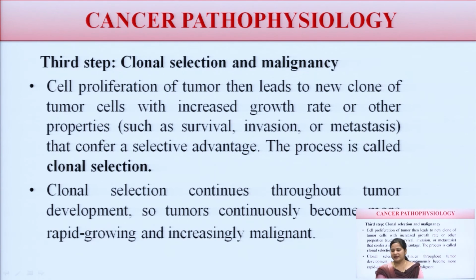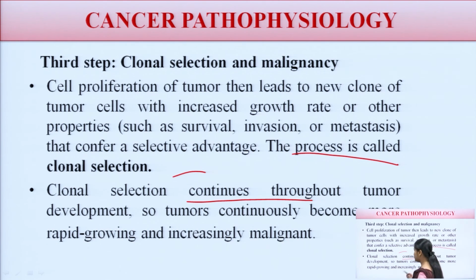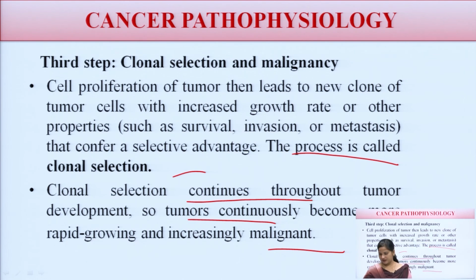Now, the third step is clonal selection of the malignancy. Clonal means they form clones. So, the cell proliferation leads to a new clone of tumor cells with an increased rate of growth and other properties, and this is known as clonal selection. Clonal selection continues through the tumor development, so the tumor continuously becomes more rapidly growing and increases in malignancy.